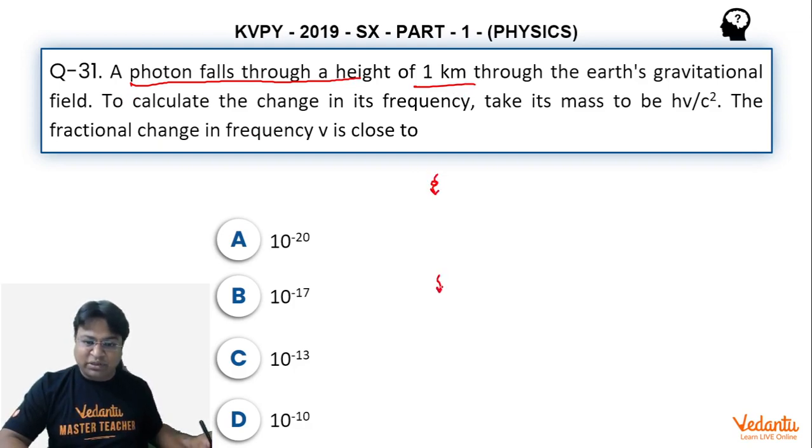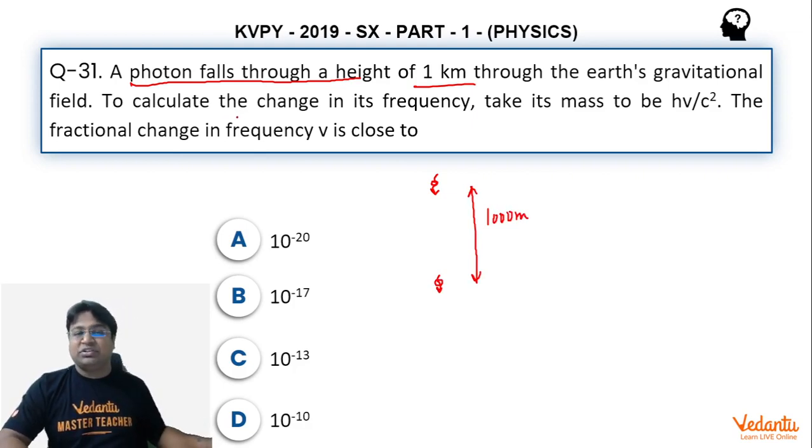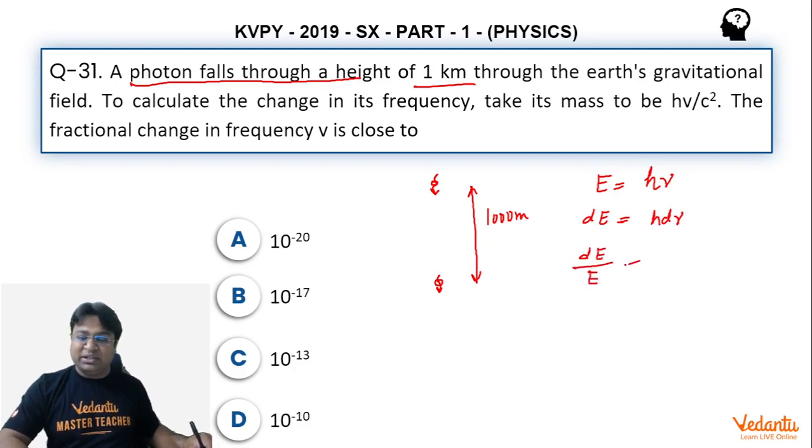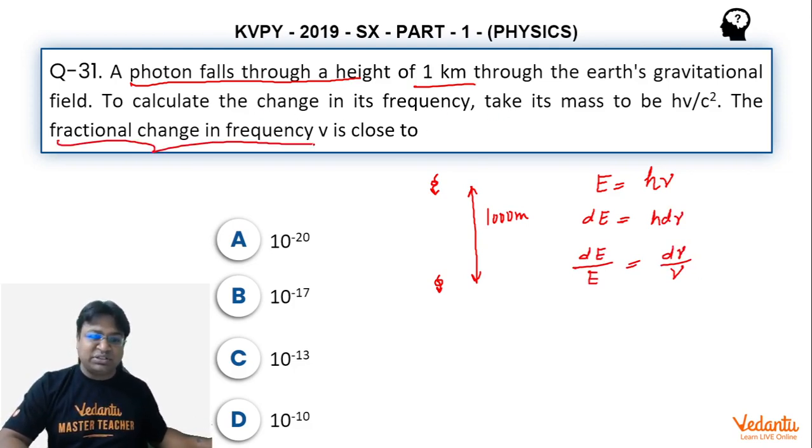It has fallen through a height of 1 kilometer, which is 1000 meter, and because of this the gravitational potential energy is lost, and we are assuming that it has appeared in the form of energy of the photon. So the energy of the photon has increased. We write the energy of the photon as h into nu. So dE, the change in energy, will be written as h into d nu. Now we can also write dE by E is equal to d nu by nu. This is what we have to find: the fractional change in its frequency.